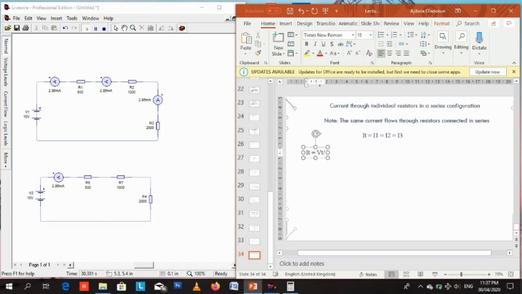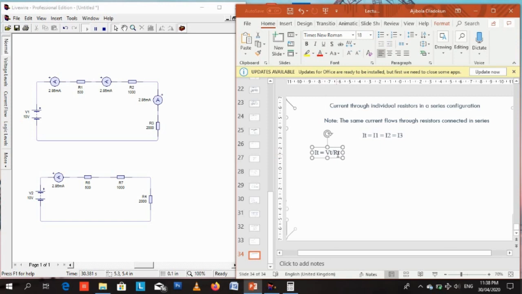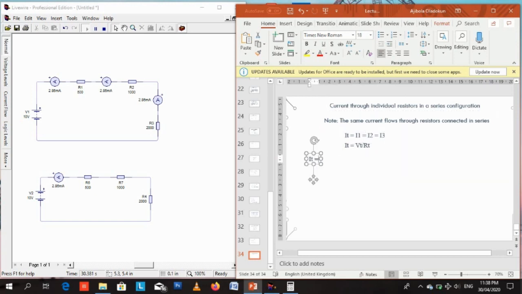That was for parallel. But for series, the total current is IT. I1 is IT, I2 is IT, I3 is IT. All the individual currents through each resistor equal the total current supplied by the voltage source or the power source. So we can get IT by also using Ohm's law. Remember that V equals IR, so I equals V over R. You can get IT by dividing VT by RT.